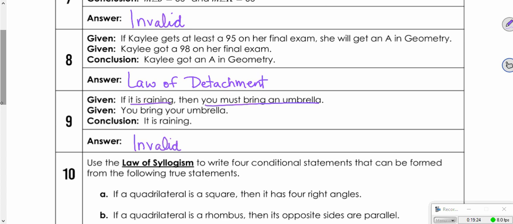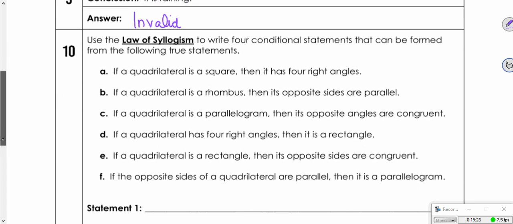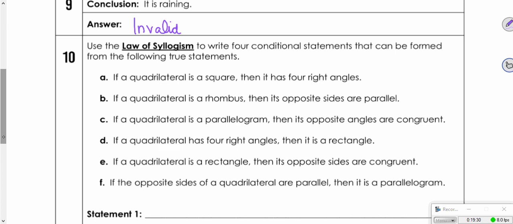Okay. Now, number 10 here, we're working from several different statements. It says, use the law of syllogism to write 4 conditional statements that can be formed from the following true statements. Okay, so assume all of these 6, A through F, are true. And we need to use the law of syllogism to write 4 more conditional statements based on these.